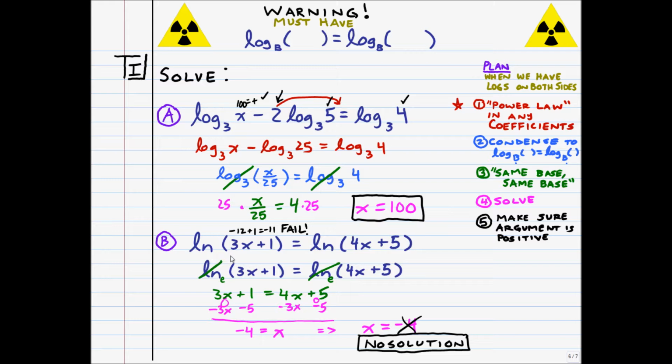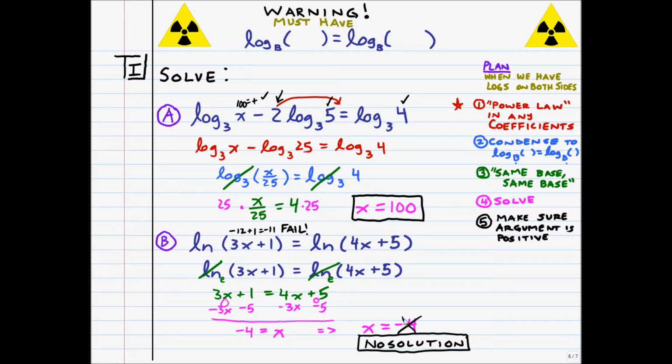And of course they're the same base, and of course there's just one log on each side, so there's no condensing. These guys are the same base because natural log is always base e. So we slash them right out. We get 3x plus 1 equals 4x plus 5. A little bit of slick algebra from back in Algebra 1, and you end up solving to find out that x equals -4.